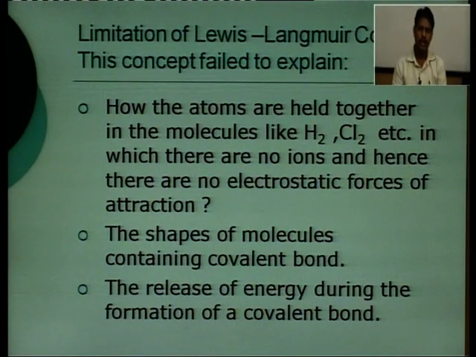Limitations of the Lewis-Langmuir concept. This concept failed to explain how the atoms are held together in molecules like hydrogen, chlorine, etc., in which there are no ions and hence no electrostatic force of attraction. As in the hydrogen or chlorine molecule, there are no ions, so there is no electrostatic force of attraction, and how are they held together?